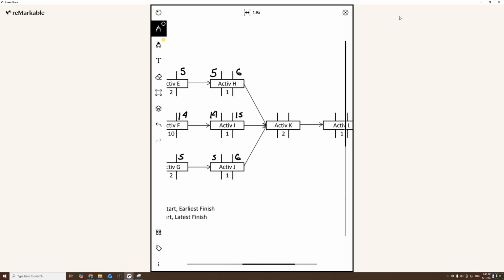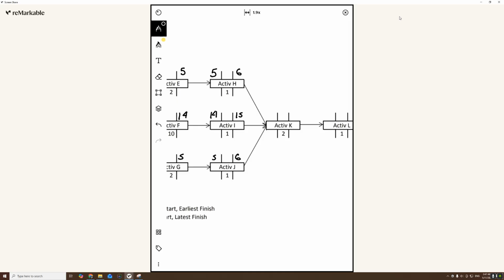Okay, now let's talk about activity K. So you have activities H and J finishing on day 6, and activity I being completed on day 15. So when can I start activity K? What is the earliest I can start activity K? Well, activity K needs all 3 of these to be completed. What is the earliest date that all 3 of these are completed? It has to be on the 15th day, right?